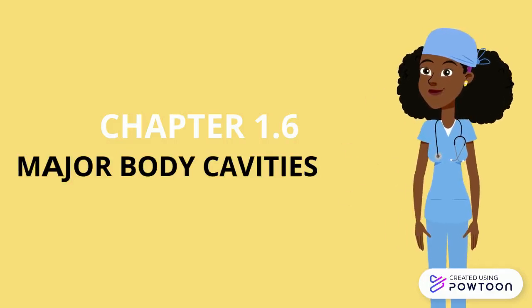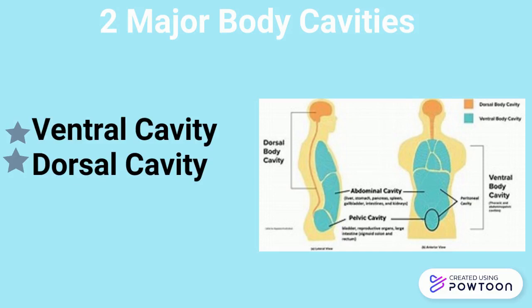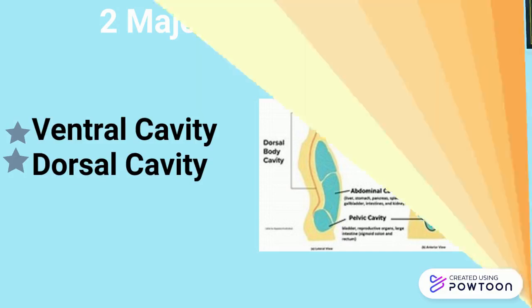Hello everyone. We'll start with chapter 1.6, Major Body Cavities. Two of the major body cavities are the ventral and dorsal cavity. Ventral is the front, dorsal is the back. You can also use the axial and appendicular portion. Axial meaning head, neck, and trunk. Appendicular meaning lower and upper limbs.